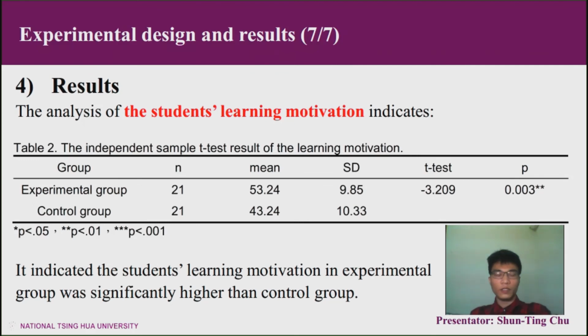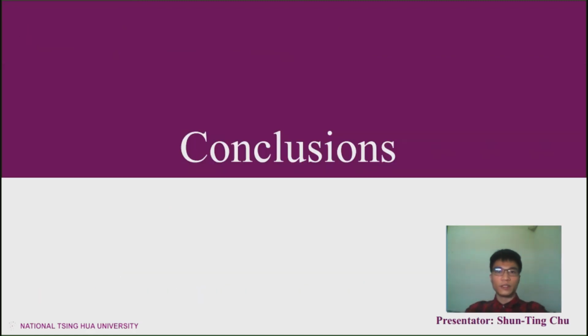For the final analysis, we adopted the independent sample t-test to analyze the students' learning motivation. Please look at table 2. The probability got 2 stars, so it indicates the students' learning motivation in the experimental group was significantly higher than the control group. Finally, according to the 3 analyses of experimental results, we made the conclusions.